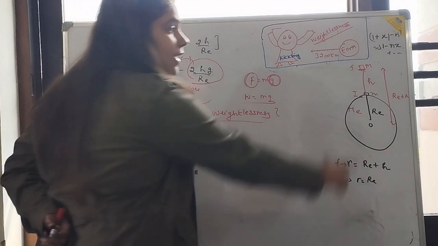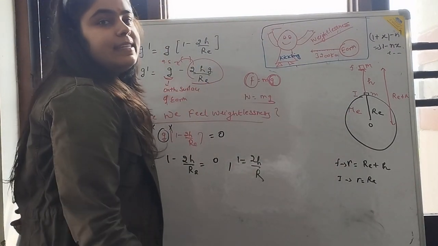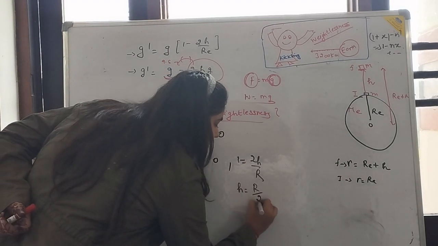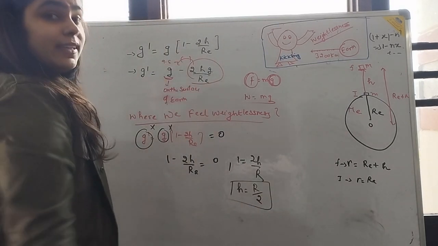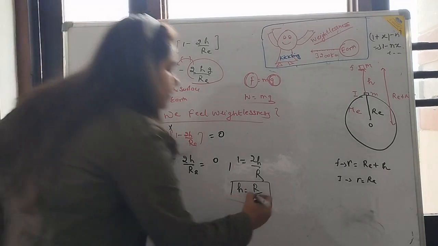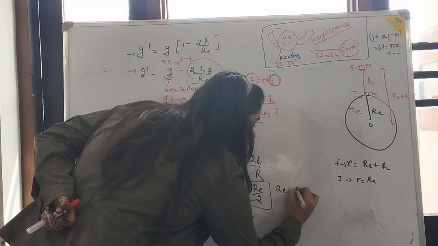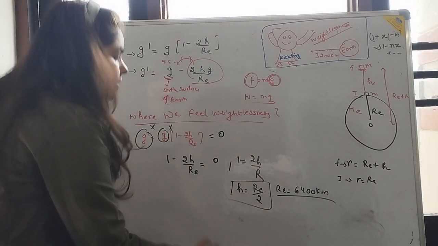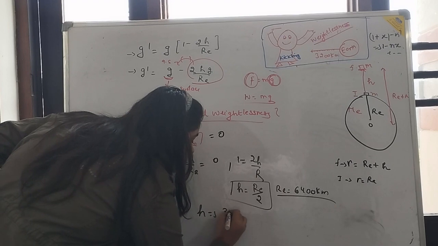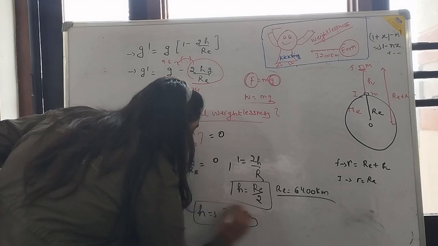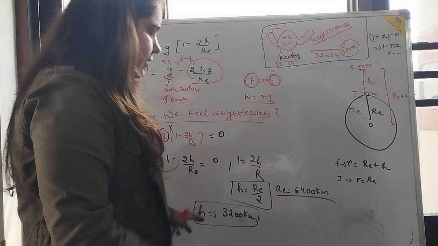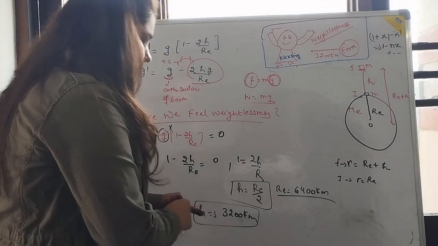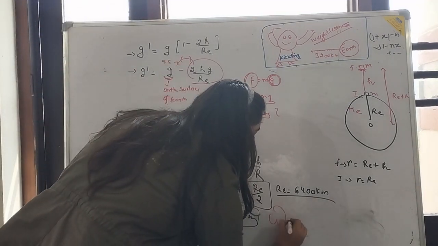We have to calculate at what height the weightlessness state will occur. So h is equal to R by 2, where R is the radius of the earth, 6400 kilometers. Then the height is equal to 3200 kilometers. This means at a distance of 3200 kilometers above the surface of the earth, we will feel the condition of weightlessness.